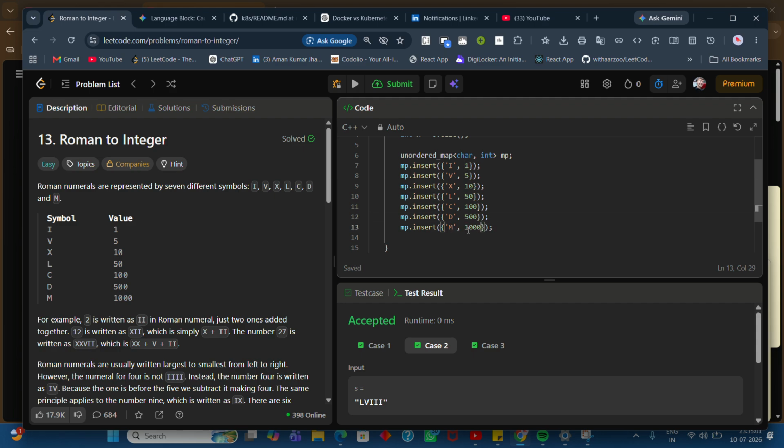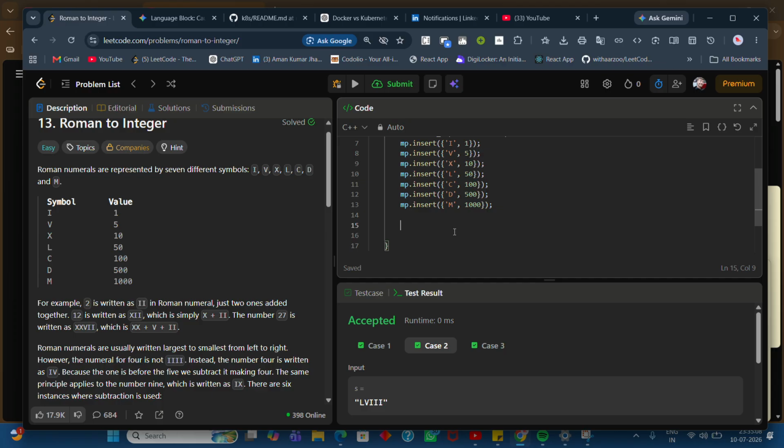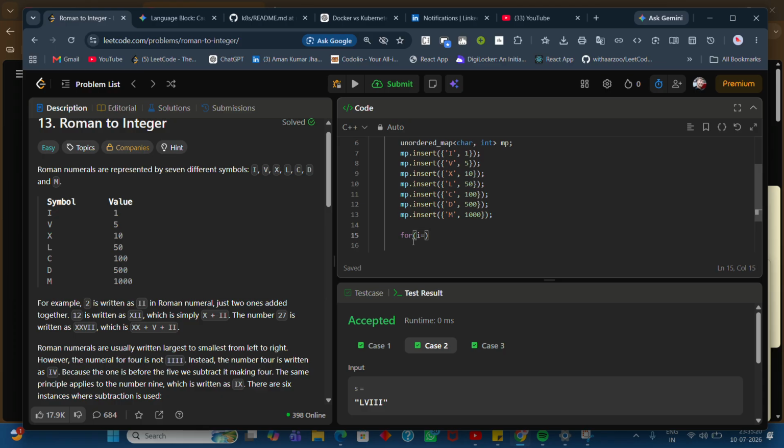Okay, so as we saw, if we iterate and add all these symbols, we end up at our answer. But there is one specific condition we have to write. Let's see how we can do it. So first we will iterate, i is equal to 0, i less than n, i plus plus. Simply create one answer or result variable, which has 0 initially.